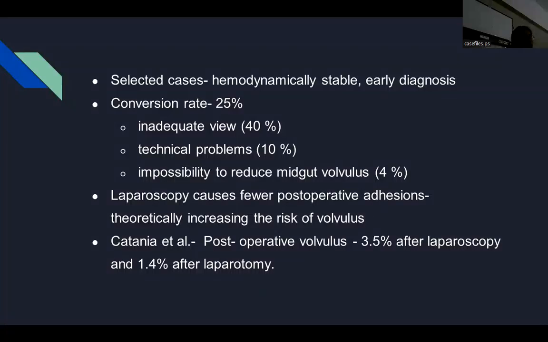Patients who are hemodynamically stable and who are diagnosed early can be selected for laparoscopic surgery. However, the conversion rate is as high as 25%. There is another theory that laparoscopy causes fewer postoperative adhesions, which can increase the risk of postoperative volvulus in patients with malrotation. However, it is only a theoretical risk and is yet to be studied. In a meta-analysis by Kitania et al., they found that postoperative volvulus was 3.5% following laparoscopy and 1.4% after laparotomy. This is the recurrent volvulus which can occur in patients with malrotation.